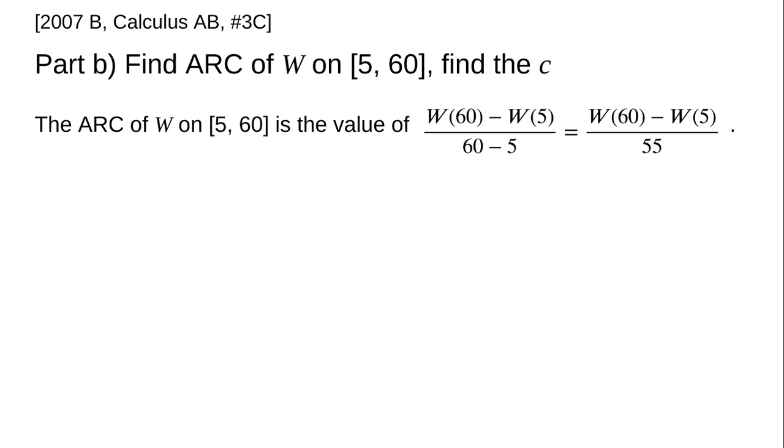So we'll take W of 60 minus W of 5 over 60 minus 5. That's just the formula for average rate of change. 60 minus 5 is 55.